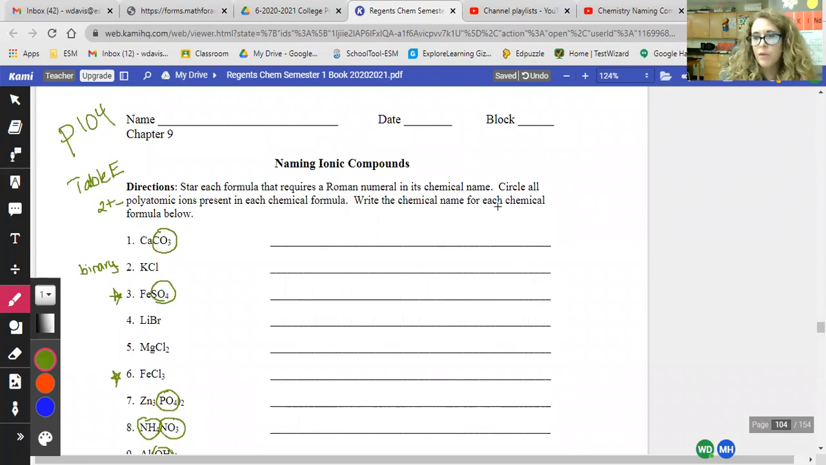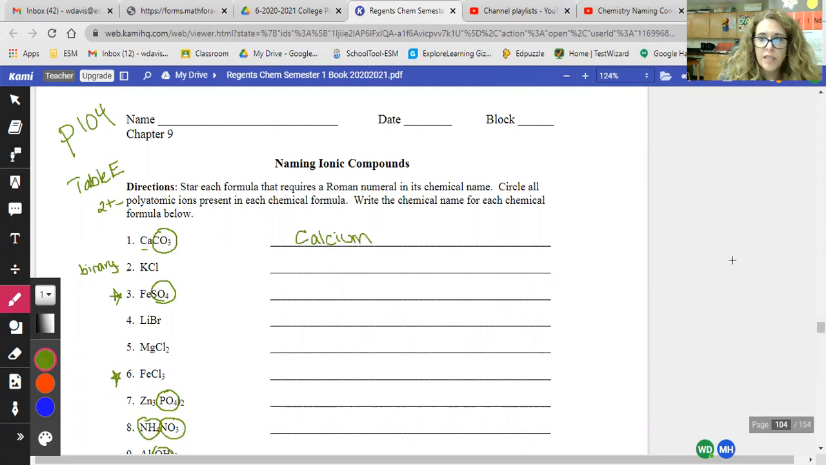Now we're just going to write the chemical name for each. And then we'll remember the ones that we starred. That means we have to use a Roman numeral. And then we'll remember the ones that we do the circles around, which means that we're going to have to use table E. Right, so then I always name the metal first, keeping its full name. This is calcium.